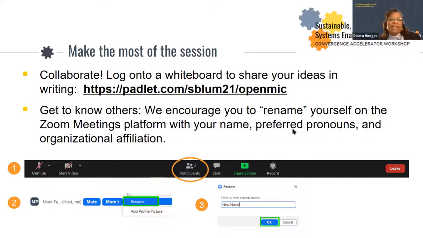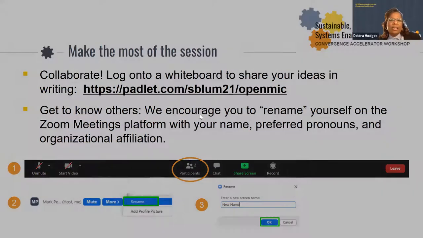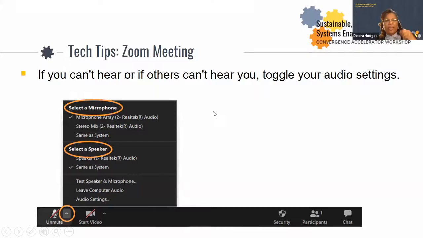Let's use this as an opportunity to get to know each other in preparation for teaming. That's all. So go ahead, rename yourself, open up Padlet, and continue getting prepared.